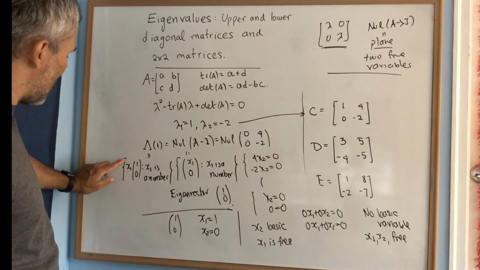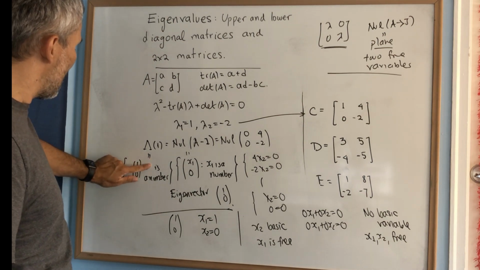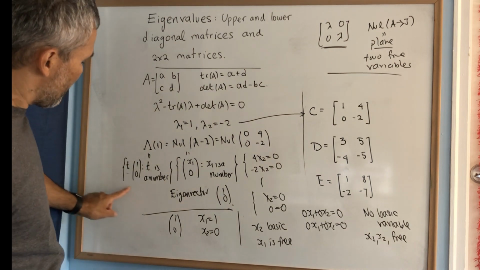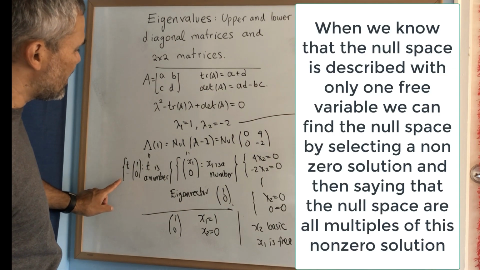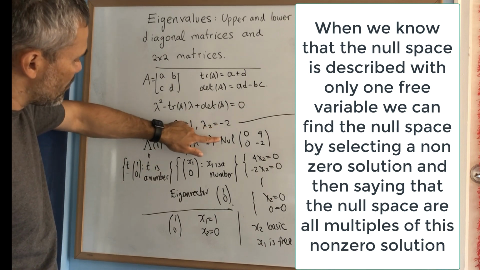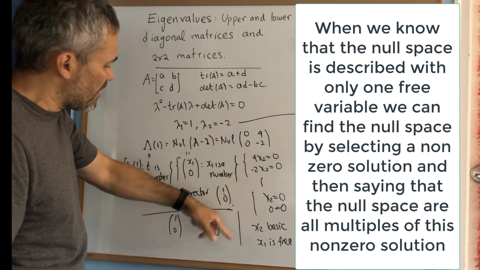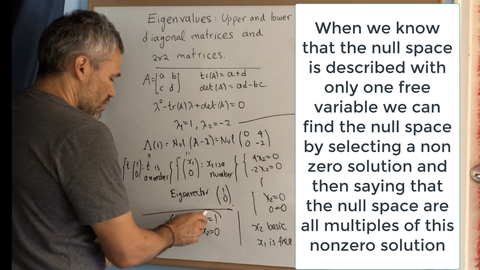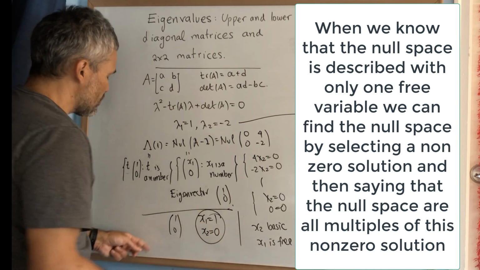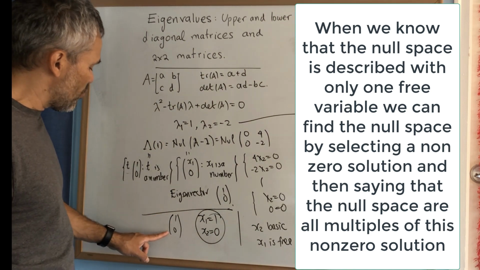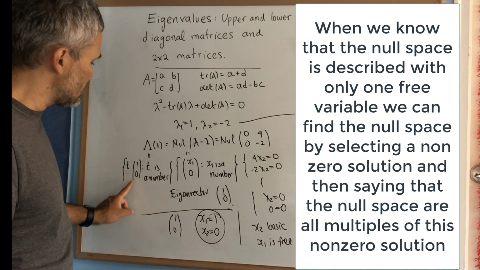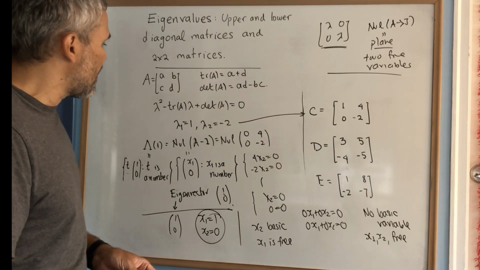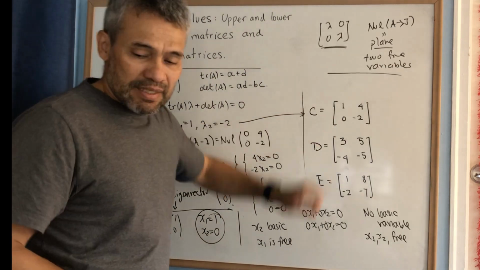We don't have to pick x1. We can pick any other variable. We can pick t times 1, 0, such that t is a number. Then what I'm saying is that instead of computing the null, finding the basic variables and the free variables, we just need to pick a non-zero solution. And once you have a non-zero solution, the null is going to be the multiples of that non-zero solution. This is the null, and this is an eigenvector. Okay, let's find the other eigenvector.